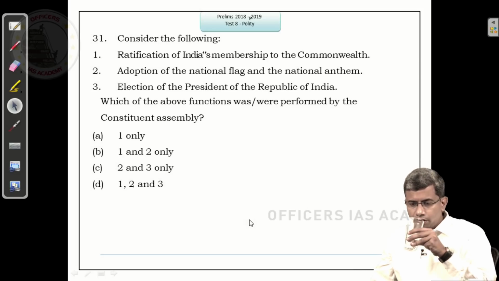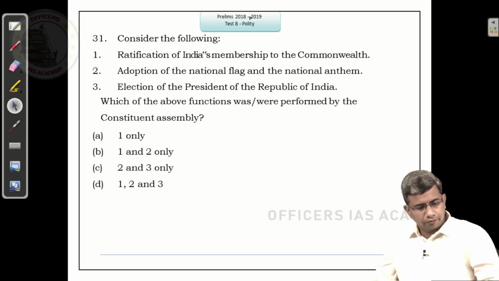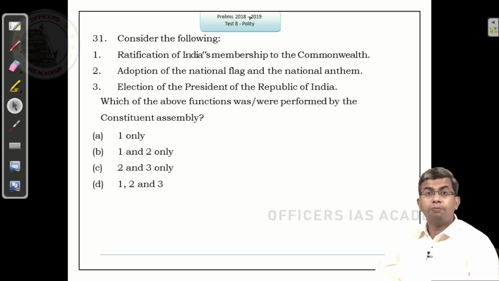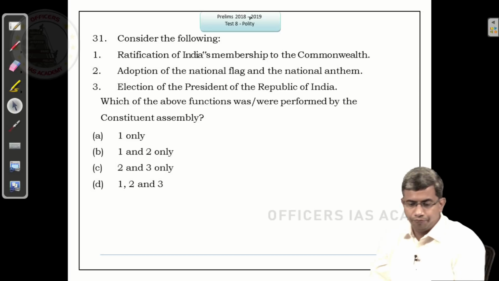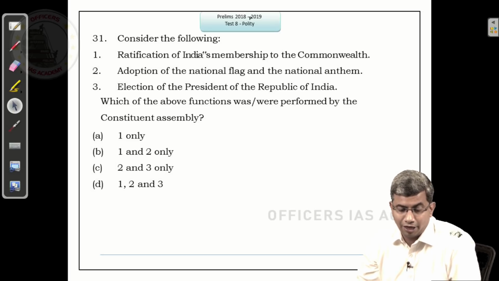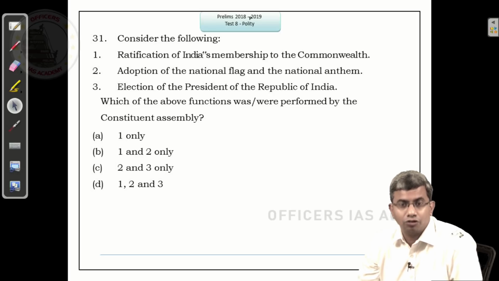Consider the following. Ratification of India's membership to the Commonwealth, adoption of the national flag and national anthem, election of the President of Republic of India. Now guys, this is a slightly tricky question because many people may not be aware, but again this is picked from your sources only. All the three were done by the Constituent Assembly.